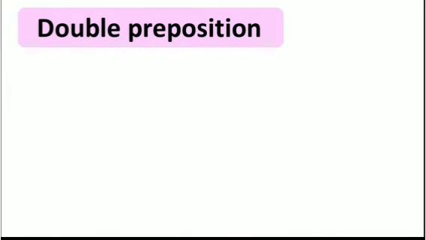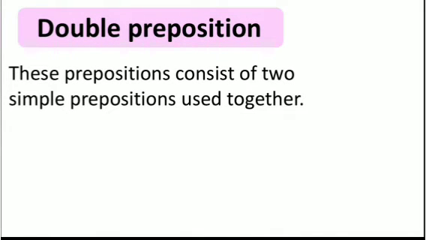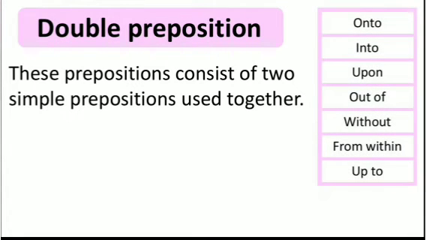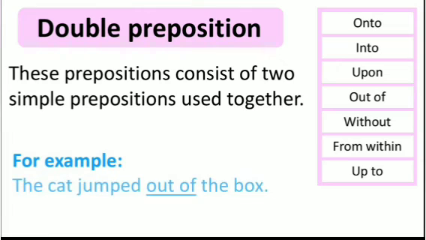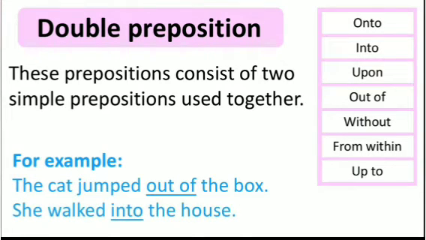Double preposition. These prepositions consist of two simple prepositions used together. This includes onto, into, upon, out of, without, from within, up to. For example, the cat jumped out of the box. She walked into the house.